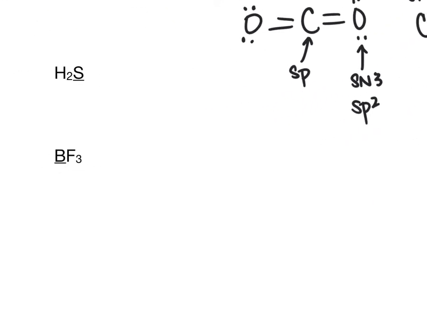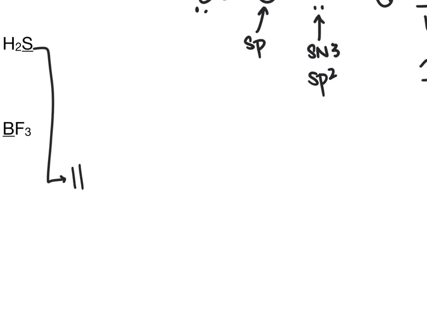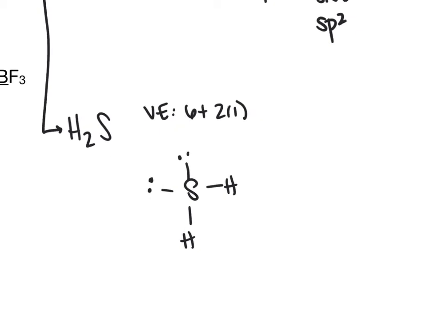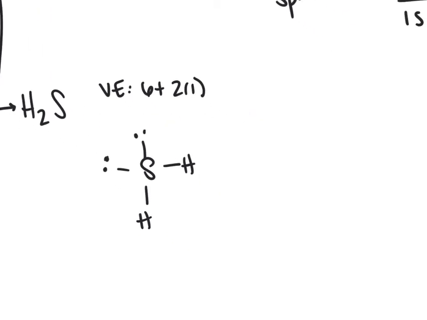So what about for H2S? So we'll move this down here. We have H2S. So in this case, our valence electrons is 6 plus 2 times 1. So our Lewis dot structure, we have 2 hydrogens, which use 2, 4, 6, 8 valence electrons. So we know that this is a steric number of 4.